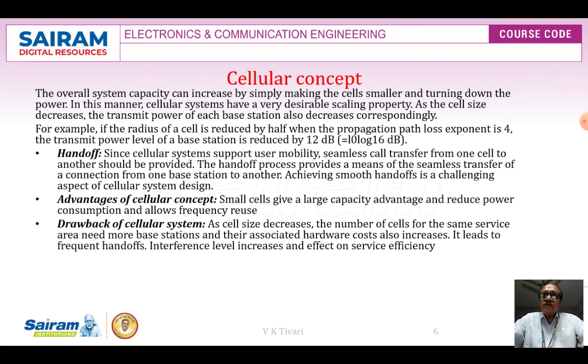For example, if the radius of the cell is reduced by half when the propagation path loss exponent is 4, the transmit power level of the base station is reduced by 12 dB. So it will be 10 log 4 square. 4 square becomes 16, 10 log 16, that becomes 12 dB. You can understand how much it will change because this is an exponent value.